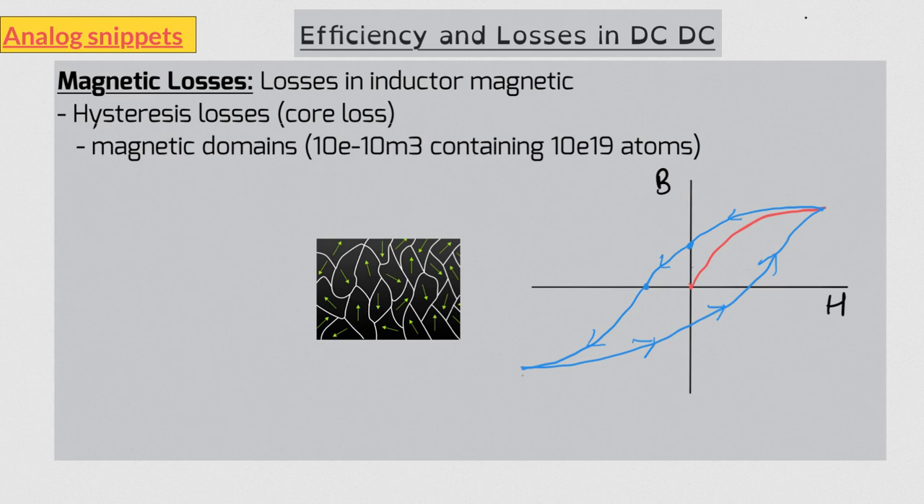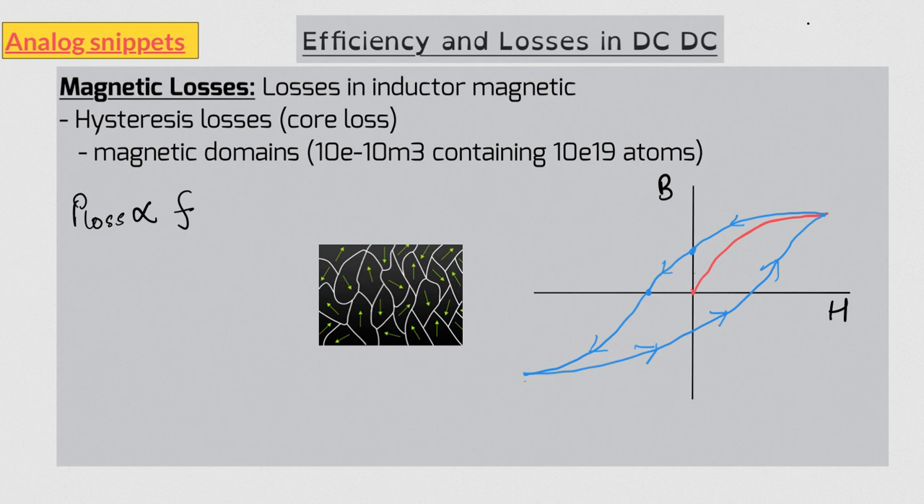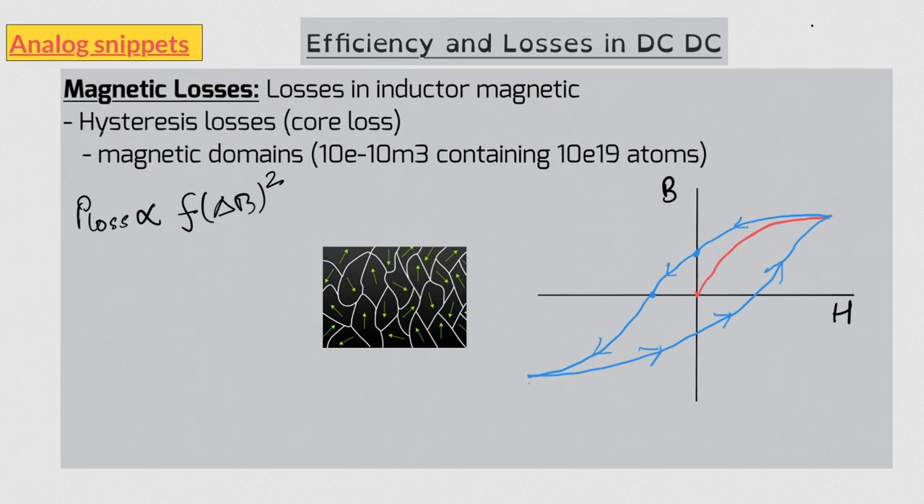So to the first order, the hysteresis losses are proportional to the frequency. Losses are also proportional to the area under this BH hysteresis curve. So to the first order, it is proportional to the square of the change in magnetic flux density. Also, the bigger the volume of the core, the bigger is this loss. Here A represents the area of the core and L is the length. So A cross L is the volume of the core. In reality, this equation is more complicated than that and also varies from core to core. Empirically, this loss is given by the Steinmetz equation.